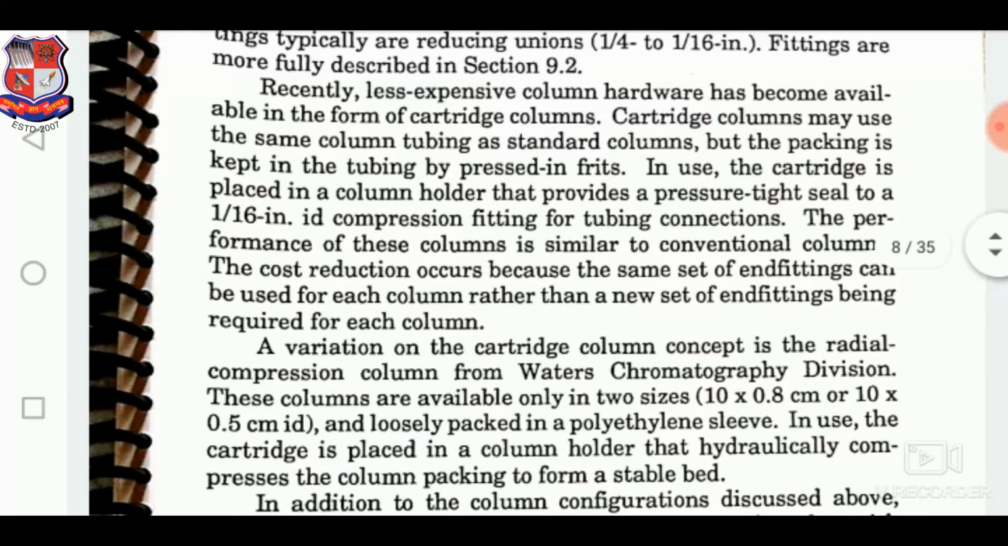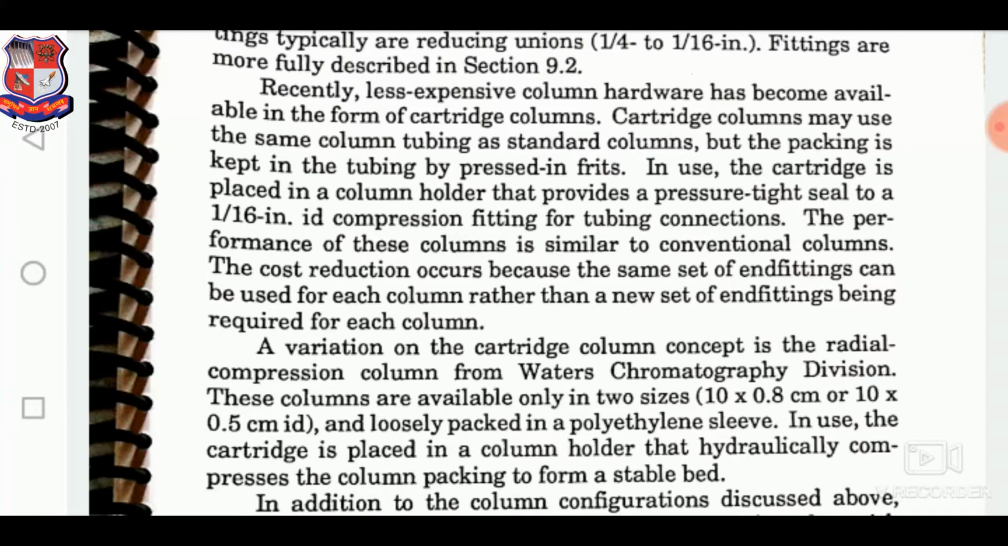So recently, less expensive column hardware has become available in the form of cartridge columns. Cartridge columns use the same column tubing as standard columns, but the packing is kept in the tubing by press-in frits. In use, the cartridge is placed in a column holder that provides a pressure-tight seal to the 1/16 inch internal diameter compression fitting for tubing connections. The performance of these columns is similar to the conventional columns.